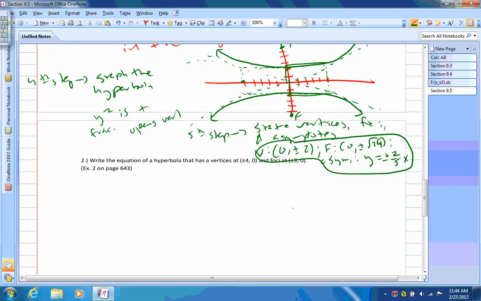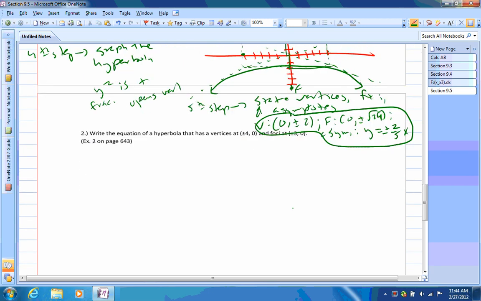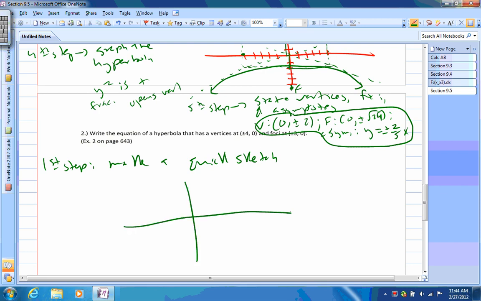And the last problem, write the equation of a hyperbola with vertices plus minus 4, 0 and foci at plus minus 3, 0. This is example 2 on page 643. So usually what I like to do is make a quick sketch as a first step. So let's see here, 1, 2, 3, 4. 1, 2, 3, 4.